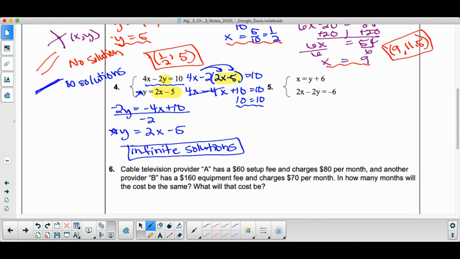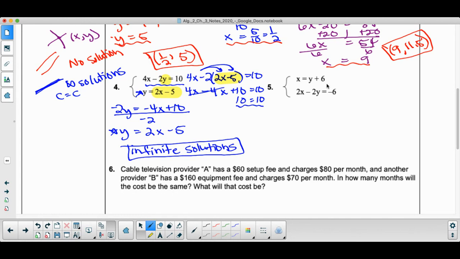So the important thing to remember, if we're doing this algebraically and not graphically, you can't see that they're the same line. So if you get the same number, if you get a true statement, if you get a constant equals a constant, right? Two numbers that are the same, that's going to be infinite solutions.